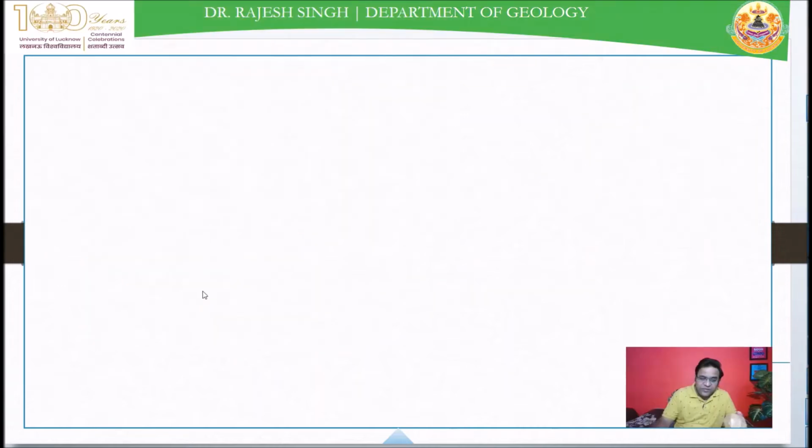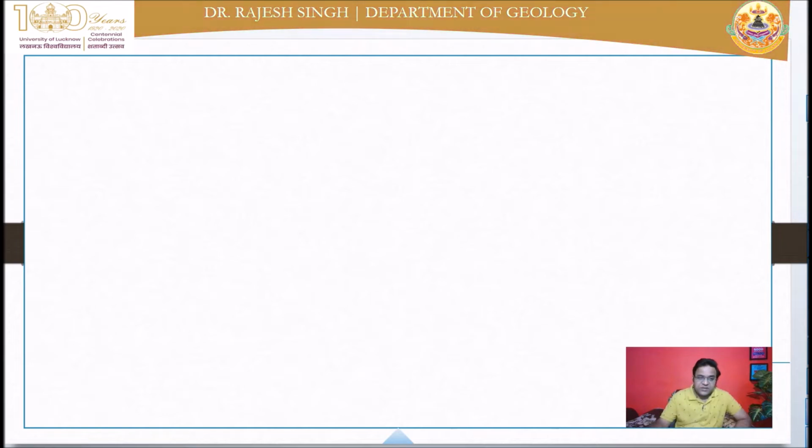Clinographic projection. Before I start the clinographic projection of this trapezohedron, I think you have watched the preparation and drawing of the axes of the cubic system. If you have not watched it, just go to the playlist of my YouTube channel and first watch the preparation and drawing of the cubic system, because I am going to start from the axes of the cubic system.